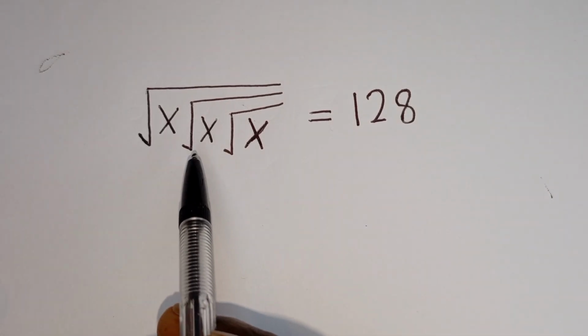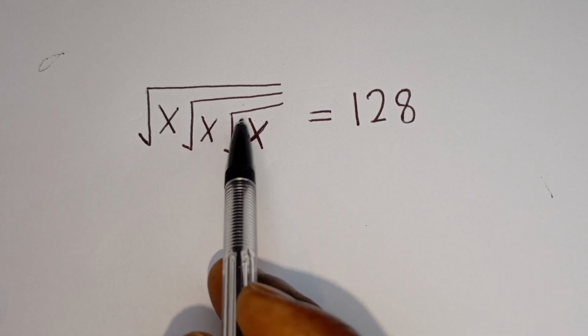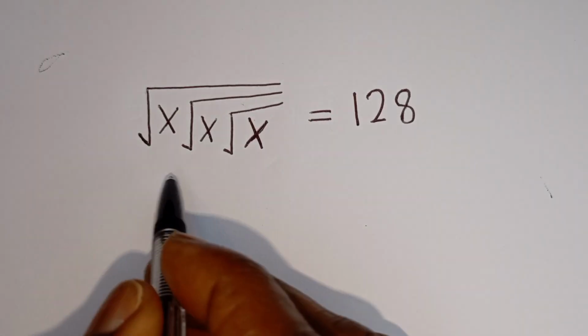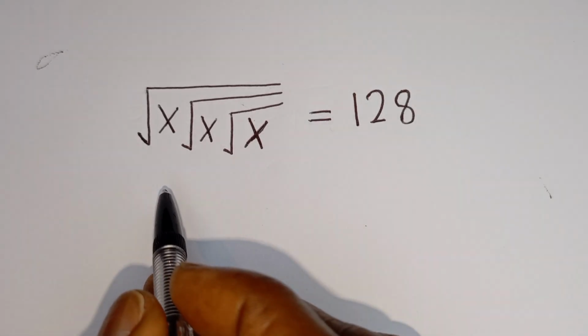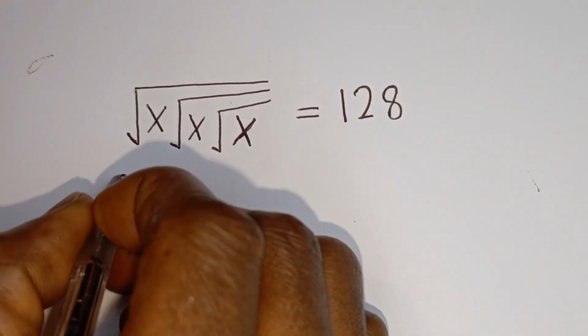Hello, how to solve for s in this equation? Square root of s, square root of s, and square root of s is equal to 128. We're going to use two methods in this situation, but at the end of the day, we're going to find out which method is the best solution.